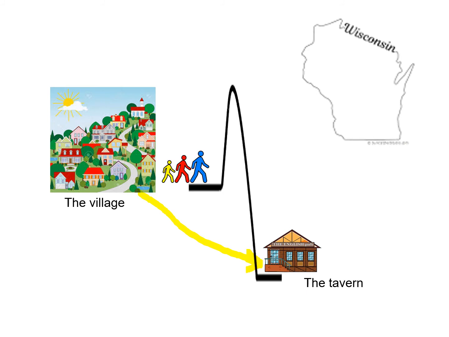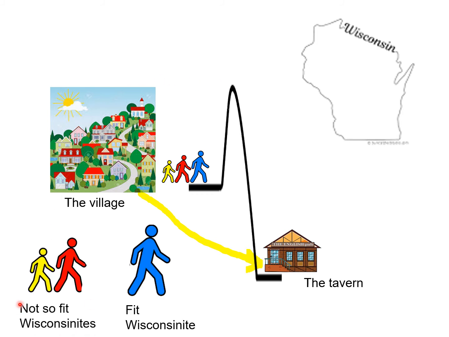So the only way to go from the village to the tavern is for these people to go up the hill, to climb the hill, and that of course requires some energy. So of all the inhabitants here in the village, there are some that are not so fit, and those are the ones that are represented with the color yellow and red and are a little bit smaller. And then there is the blue one. He went to the gym, so he's really fit, and he can go to the other side.